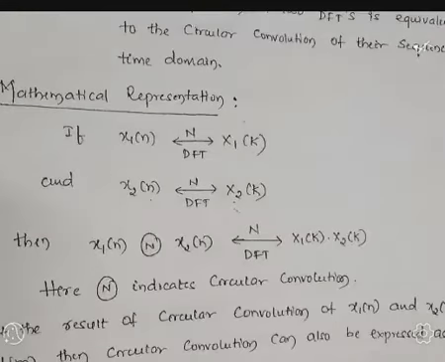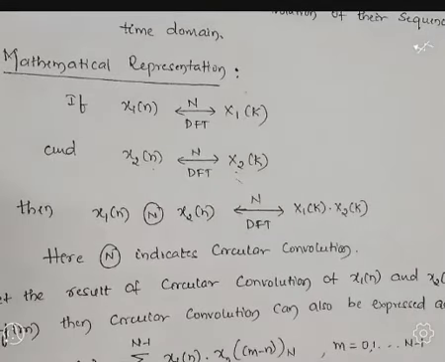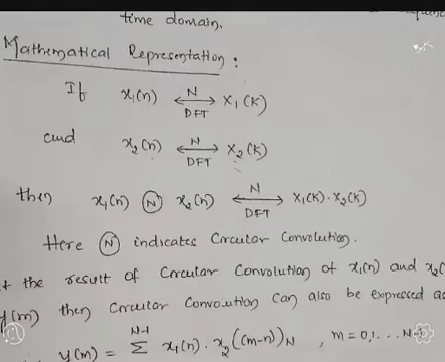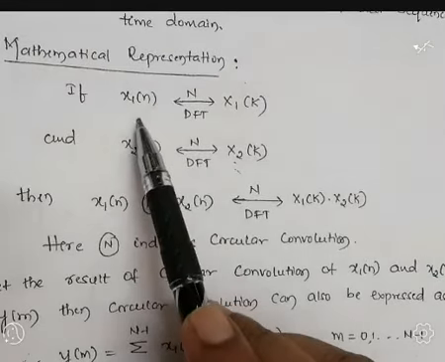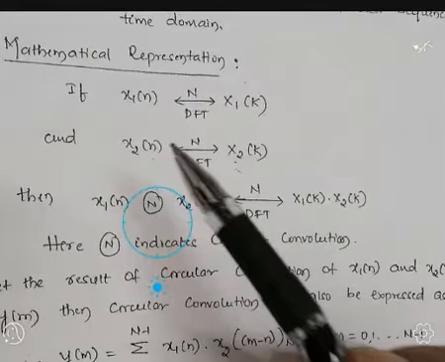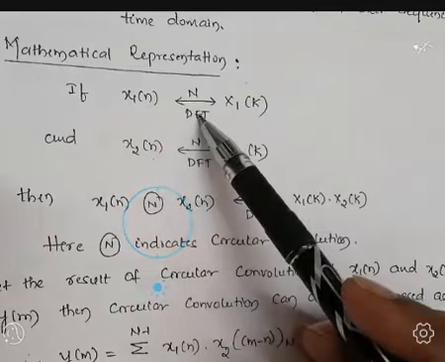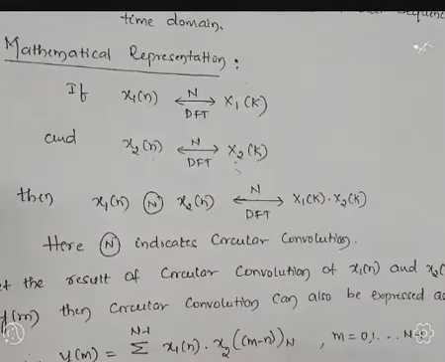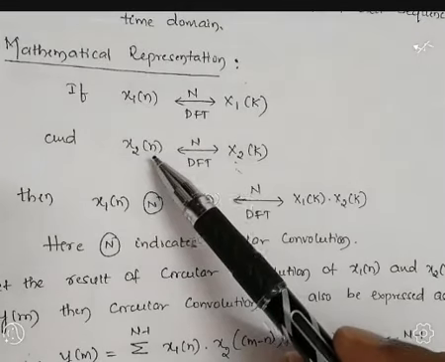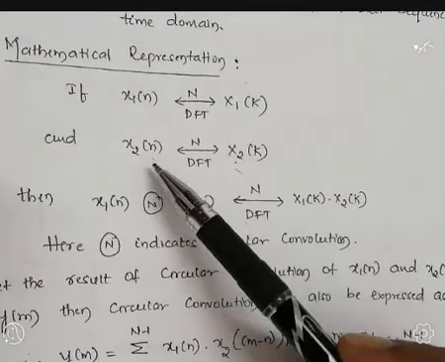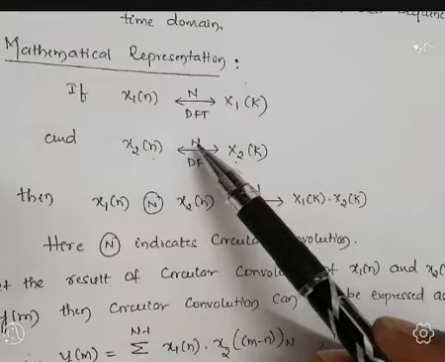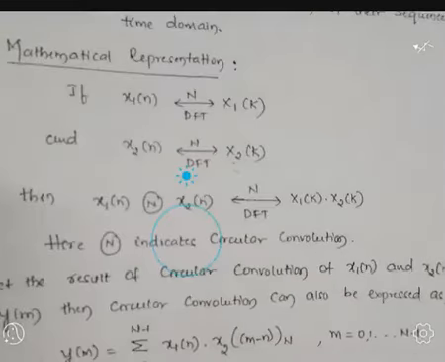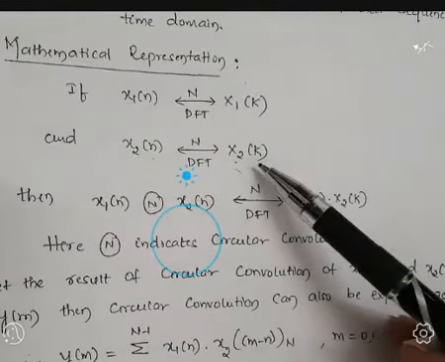So the mathematical representation of this property is, let us say, assume the first sequence x1 of n, and its N-point DFT pair is indicated as x1 of k. Similarly, I will consider the second sequence x2 of n, a time domain sequence. If you calculate the N-point DFT for this second sequence, that is indicated by x2 of k.